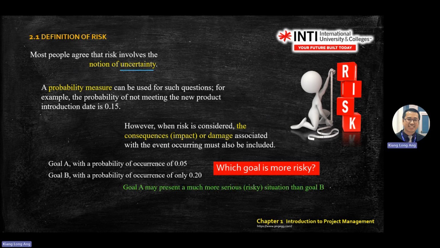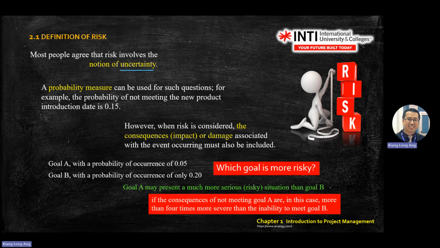Okay. A may present a much more serious or risky situation than B. You see the probability measure here. When risk is considered, the consequences of damage associated with the event occurring must be included. So if the consequences of not meeting goal A are, in this case, more than four times more severe than the inability to meet goal B, then goal B is more risky. The initial question, if you ask about A and B in very general terms, means goal B is more risky. However, if there are consequences of not meeting goal A, then you might need to consider your plan.